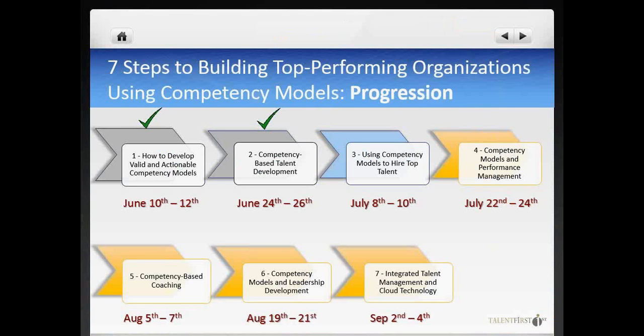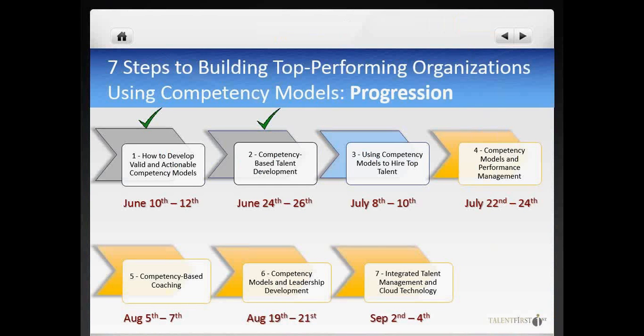There are two big reasons why we decided to design this webinar series. One can be called a problem and one an opportunity. The problem is that all too often companies spend a lot of time and a lot of money developing competency models, but then they don't use them to their best potential. On the other hand, there is a big opportunity of achieving greater business results by designing talent management systems that are aligned and integrated.